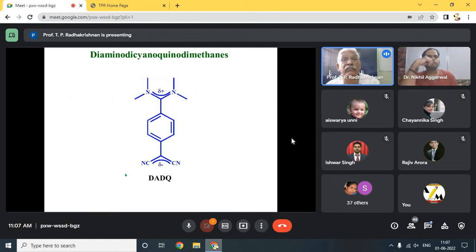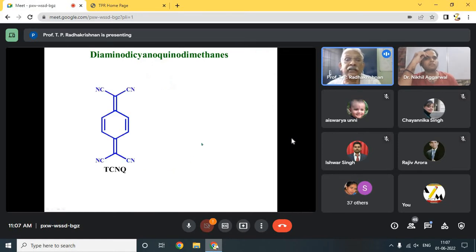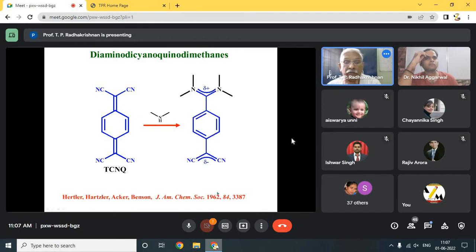So starting with the first point, this is the structure of the compound that I was talking about. It is a very simple molecule, highly ionic, zwitterionic I should say, with a highly localized charge, positive here and negative here. These are easily synthesized. The synthesis was first reported in the 60s by a group from DuPont in the US. This is a very well-known molecule in organic semiconductors, which is commercially available.